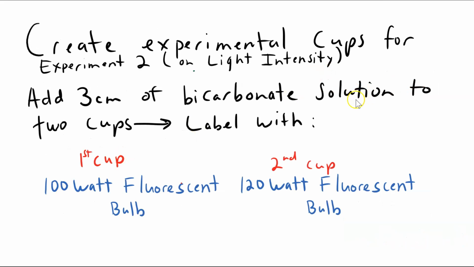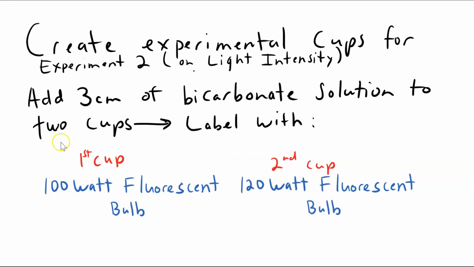So now I want you to create the experimental cups for experiment 2, in which we're studying light intensity. For cup 1, we will put 3 centimeters of bicarbonate solution, and for cup 2, we will put the same solution, because now we're not studying the effects of bicarbonate on photosynthesis, so that is going to be a constant for us in this controlled experiment. What we are interested in studying as an independent variable is light intensity.